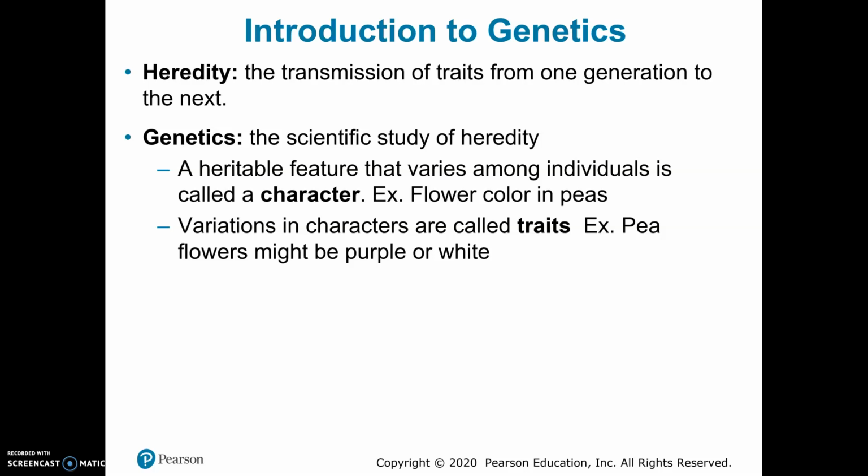Now, any feature that you can inherit that varies among individuals is called a character. For example, hair color would be a character. Blood type would be a character. In pea plants, because that's what Mendel studied, flower color was a character.